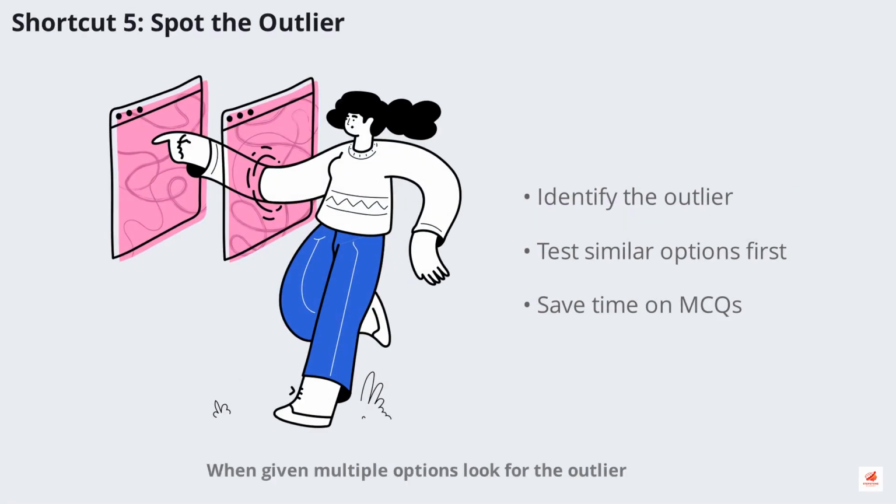When given multiple options, look for the outlier. If 3 options are similar and one is very different, test the similar ones first. The outlier is often incorrect, saving you time and effort.